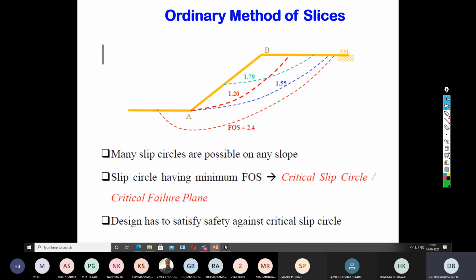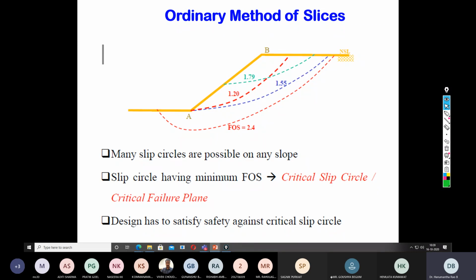Now, how to bring the factor of safety from 1 to the desired level, say 1.5 or 1.3 or 2, as per the guidelines of the codes or standards? For that purpose, you need to make numerous trial circles as shown in this picture. But if you keep on doing all these trials manually, maybe your entire life is insufficient to calculate the factor of safety of a single slope.